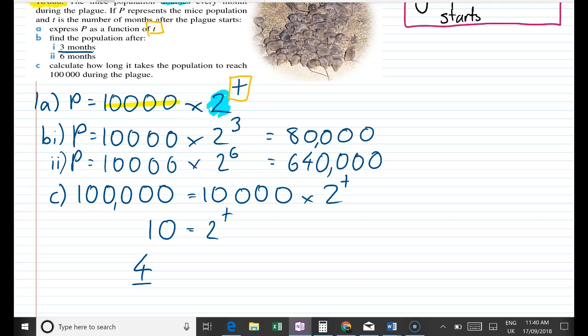Now in the back of the book, they might give you a decimal, which they use logs to find out. But for us this year, with the new version of the curriculum, we shouldn't be using logs yet. So this answer is perfectly fine. 4, and I've got to put down months. How long does it take to reach 10,000? 4 months. Slightly less than, but for us, because we're not using logs, 4 months.